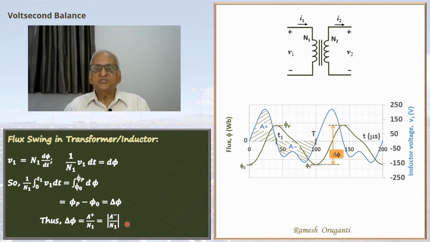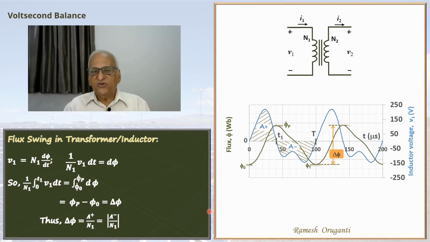Just draw the voltage waveform, which is relatively easy to find out. Draw the voltage waveform, find out the voltsecond area, positive or negative, and then divided by n1, you will get the flux swing. Divided by L, you will get the current swing. In the case of a transformer, you will get the magnetizing current swing. Delta phi is a very useful parameter in the analysis and design of transformers.